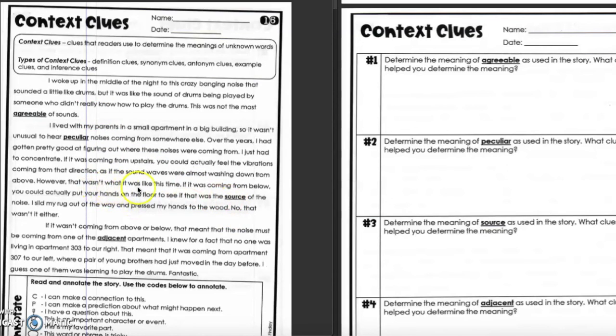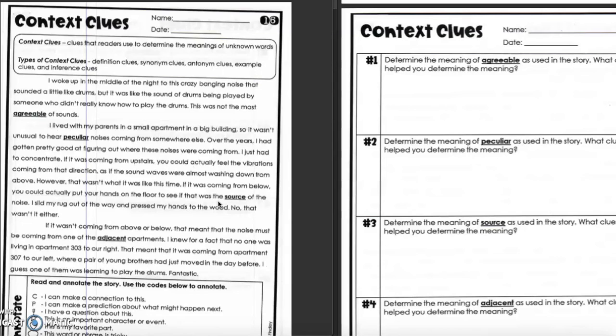However, that wasn't what it was this time. It was coming from below, and you could actually put your hands on the floor to see if that was the source of the noise. So, source is where something is coming from. So they put their hands on the floor to see if that's where the noise was coming from. So I'm using the context clues. Put your hands on the floor to see if that was the source. All right, he's trying to figure out where this noise is coming from. So source means where something is coming from.